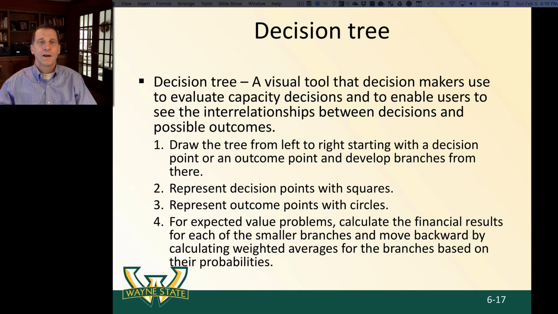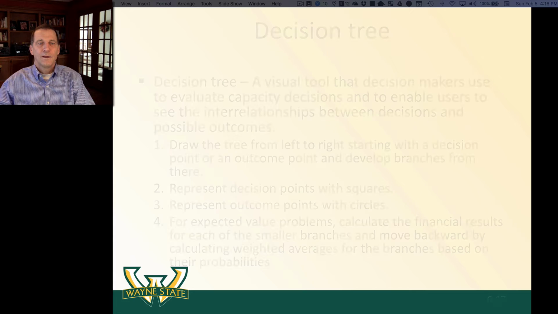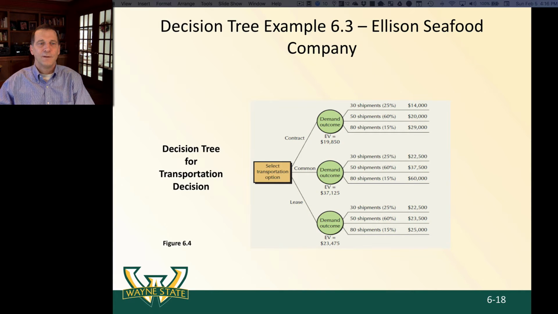I will not require that we calculate a decision tree in the course, but you need to know what it is, right? So we draw the tree from left to right, make our decision points and our outcome points, develop those branches, and I'll show you an example of one. I'll show you one just so you get the feel, right?